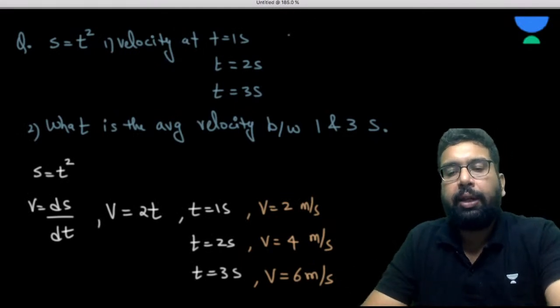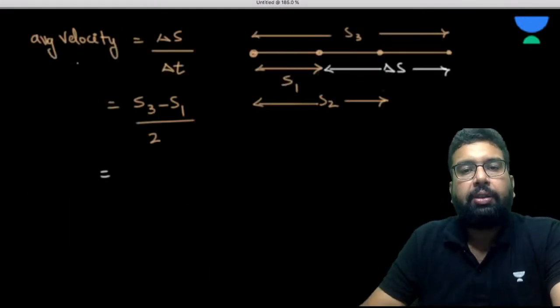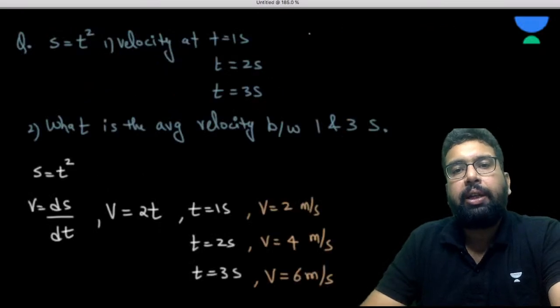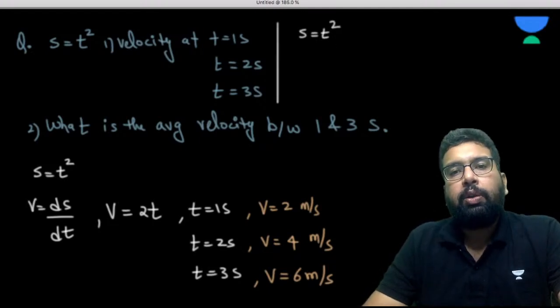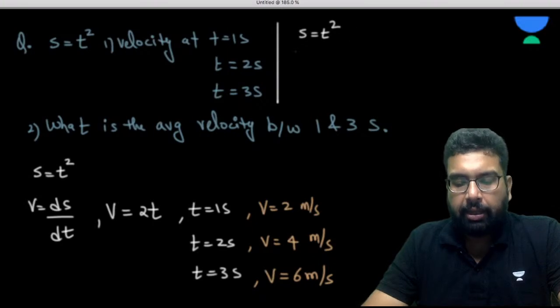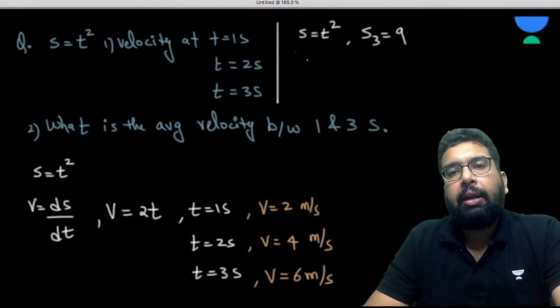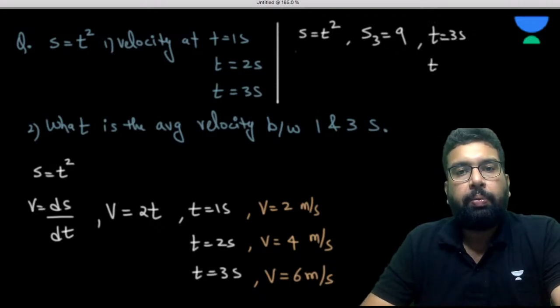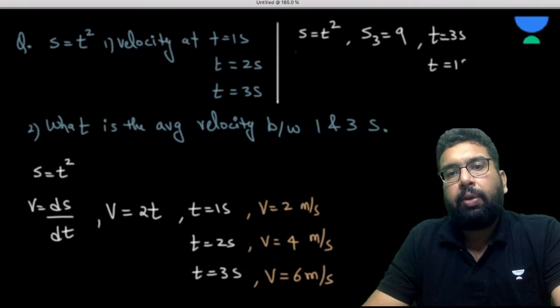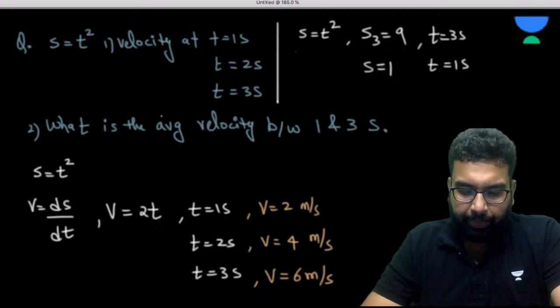So how, sir, are we going to calculate this S3? We have S is equal to T square. So when S is equal to T square, what is S3? That is the displacement at the third second. At t is equal to 3, obviously S is going to be equal to 3 square, that is 9, right? And what is it at 1 second? At 1 second, this is going to be equal to 1. It could be of any unit, right?